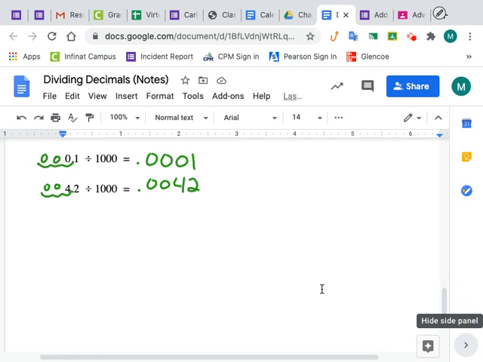So use this trick or tool to help you with your assignment, and make sure you are moving your decimal point when you are dividing decimals.